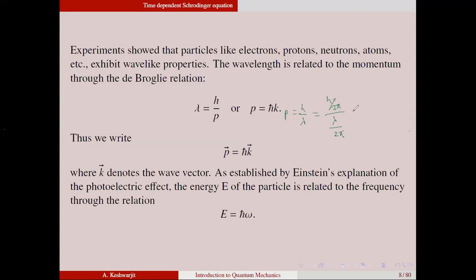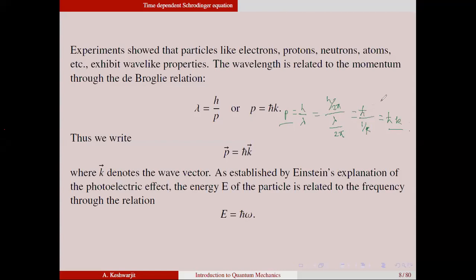And this can be written as, what is h by twice pi? h by twice pi is nothing but h bar. This is h bar, the reduced Planck constant. And lambda by twice pi can be written as 1 by k. So this implies p equal to h bar k. I can bring k to the numerator, and this becomes h bar k. So we have p equal to h bar k.